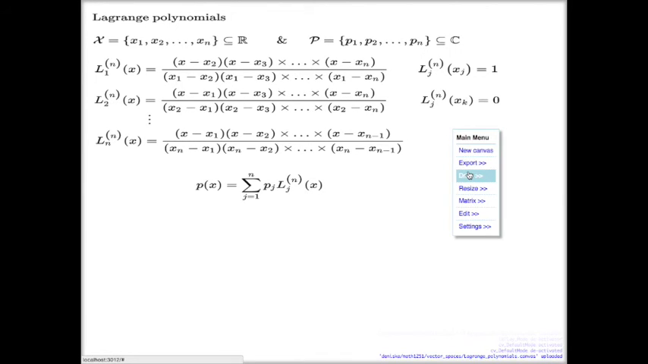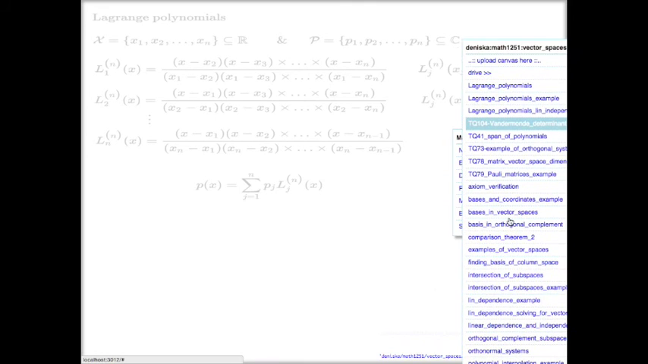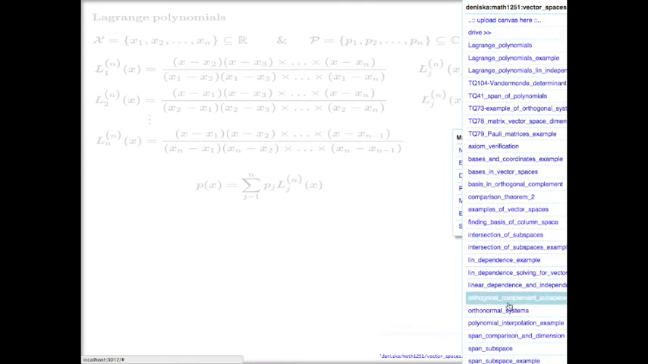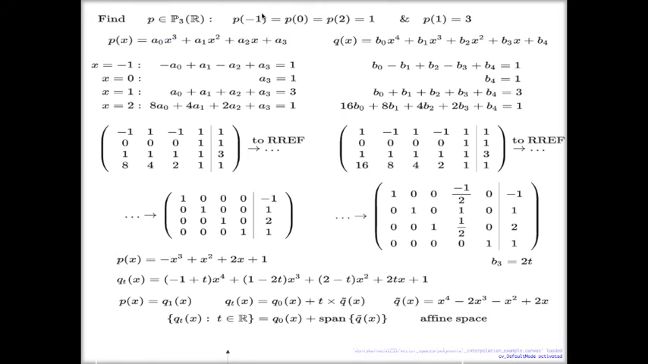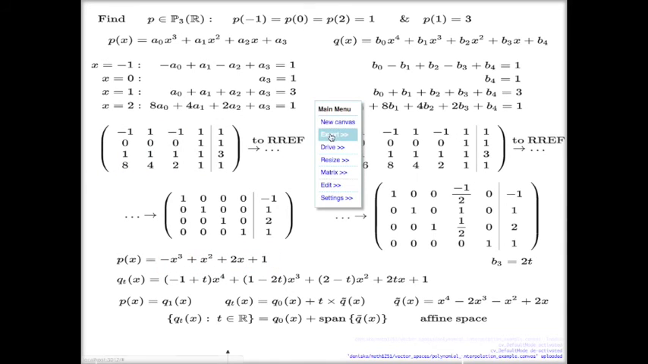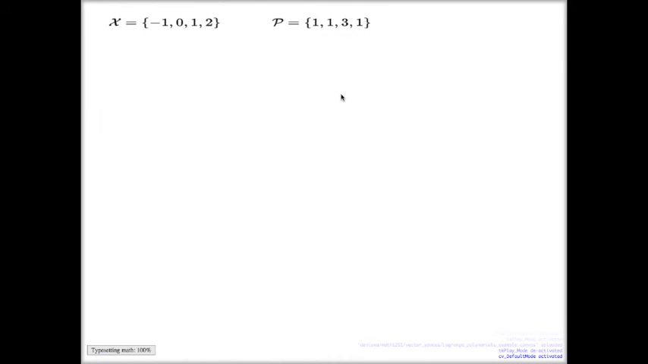So remember, we had this example. We found a polynomial which meets these requirements. We found this polynomial through the row echelon form method. I will do the same problem now with the Lagrange method. So many things we can do. Here, my setting is this. This is the set of points from the first example. These are the set of values, P, from the first example.